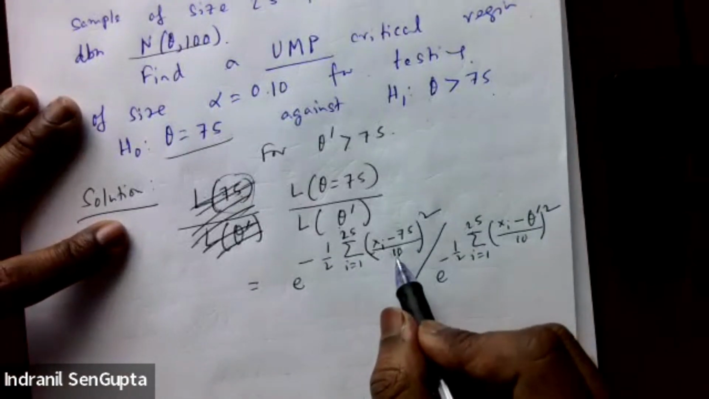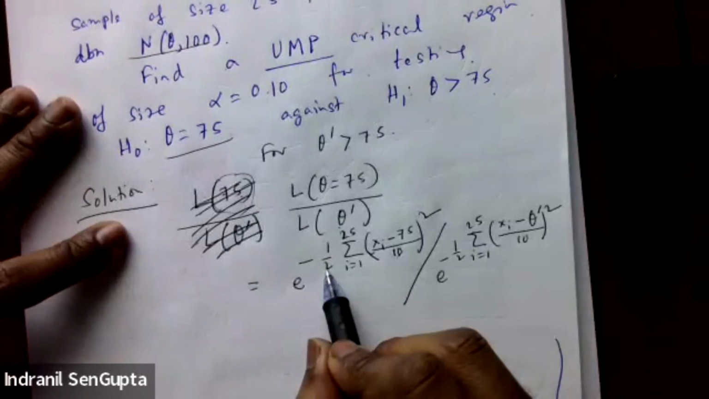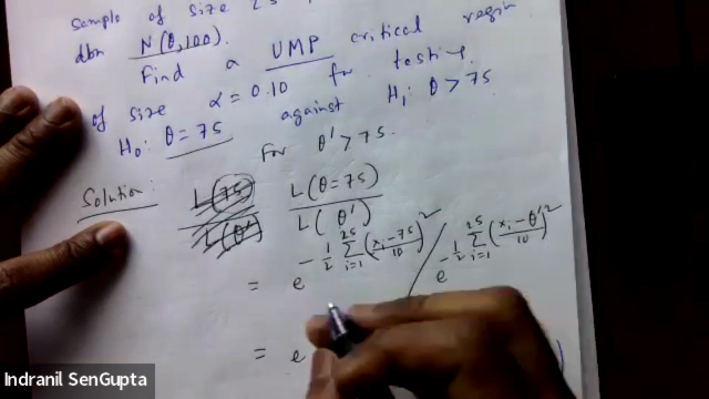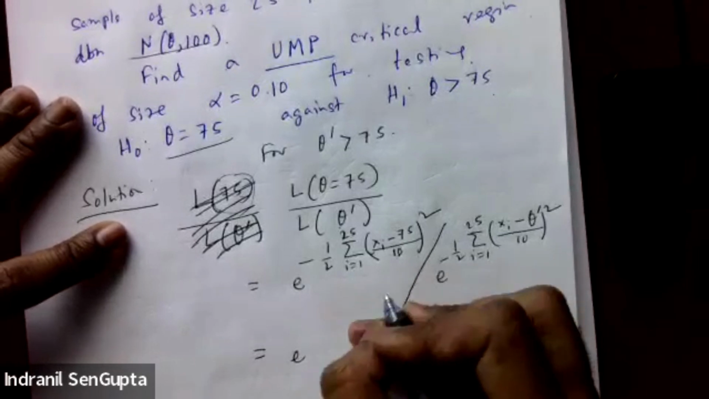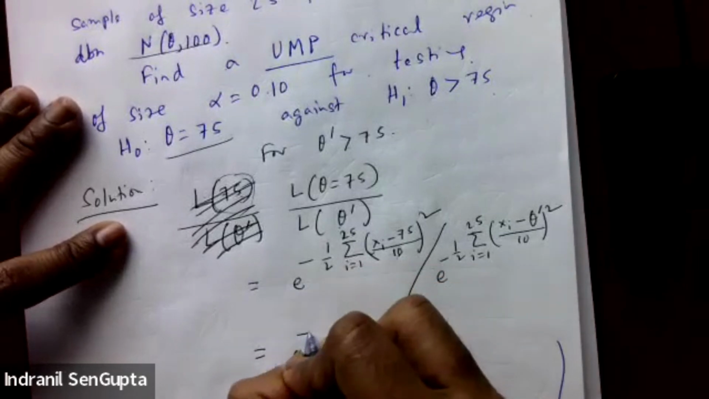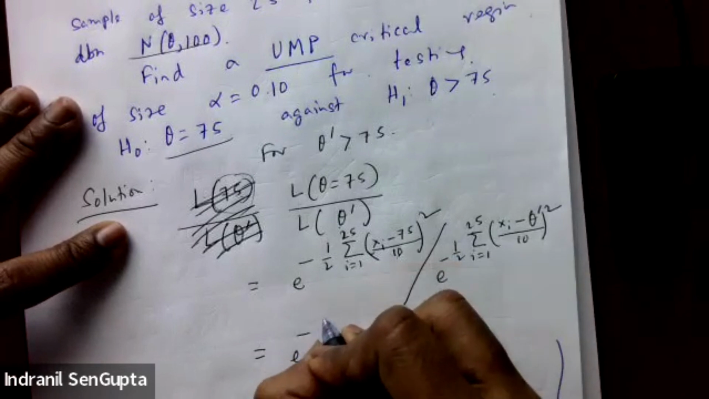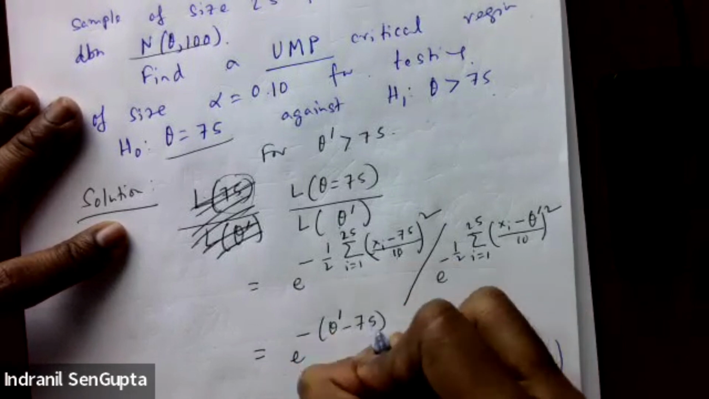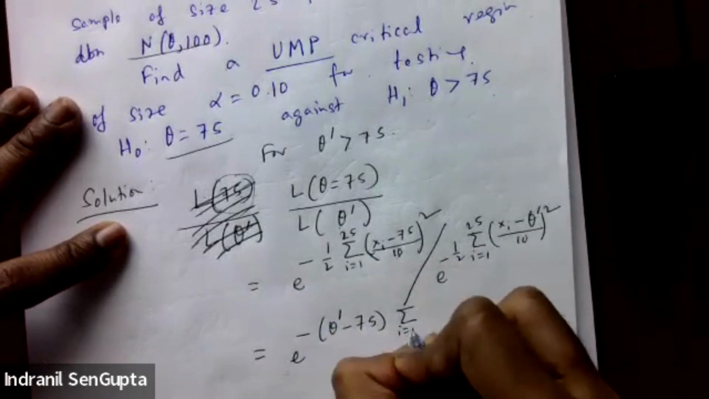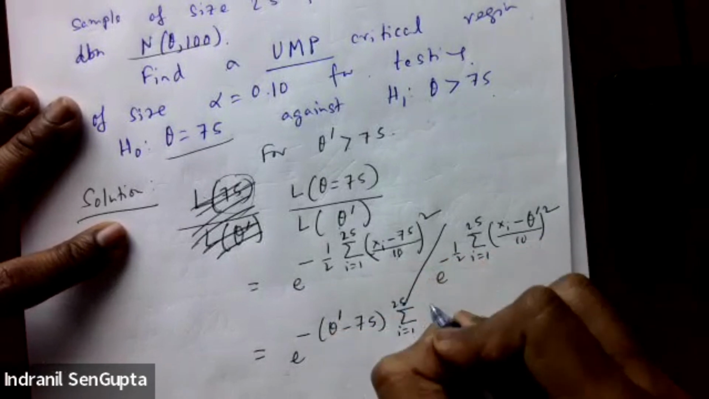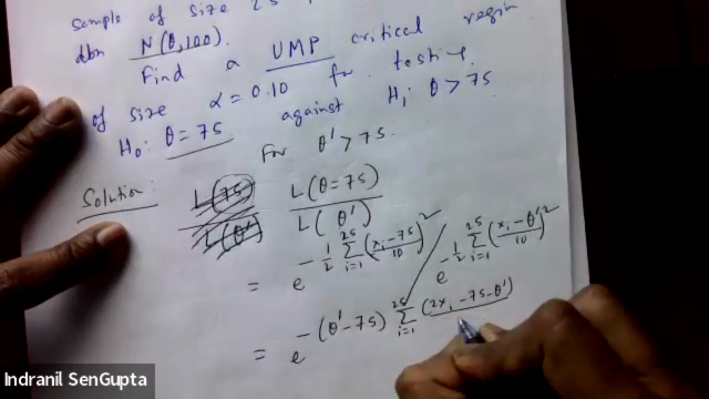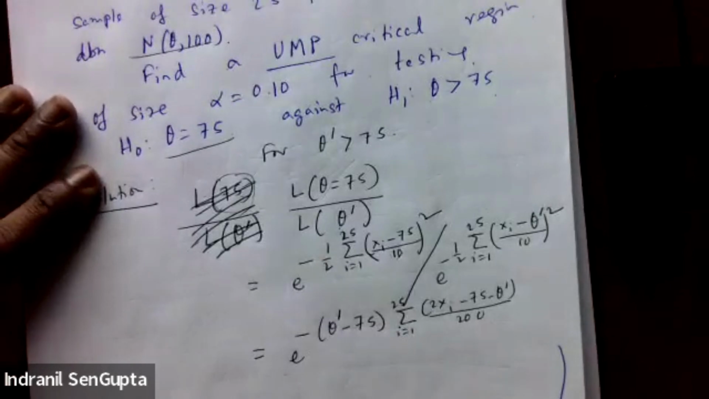So basically we have here 10 squared in the denominator, which comes with 2, which makes it 200. So it becomes e to the power of, and here the same thing. So if I simplify this, it's going to be minus, I'll leave it up to you, minus theta prime minus 75, and then summation i from 1 to 25 of 2xi minus 75 minus theta prime, over 200. Okay, it's up to the simplification.